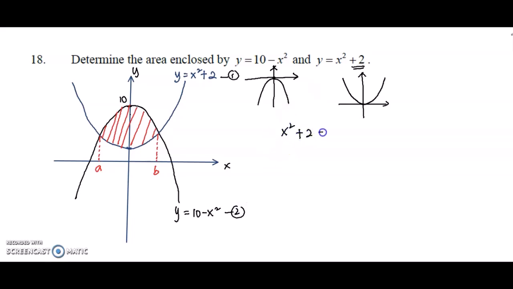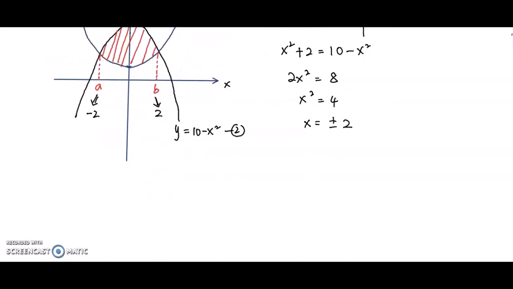X squared plus 2 equals 10 minus x squared. You get 2x squared equals 8. Alright? And then x squared equals 4. So x equals positive or negative 2. Alright? So a will be negative 2 and b will be 2. Later on, when we integrate to get the area, we're going to integrate from negative 2 to 2.